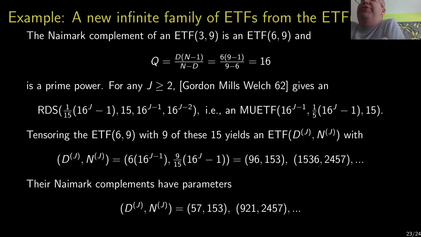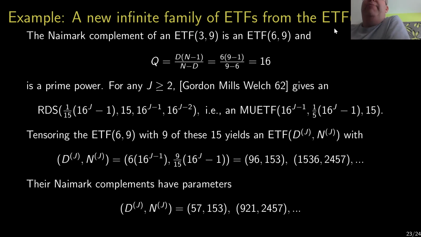infinite family of ETFs that arises from a single ETF, from the ETF 3,9 that I had up earlier. And to be clear, there's actually an infinite number of ETFs that you could use as your starting point here that seemingly, from all we've been able to tell, generate new infinite families. So this is a new infinite family for each one arising from a single infinite family.